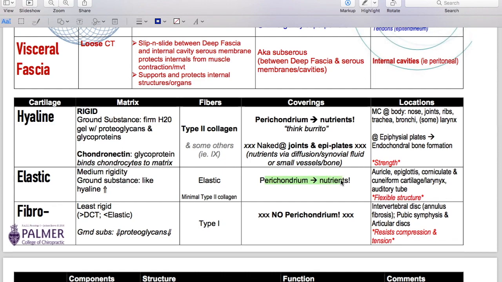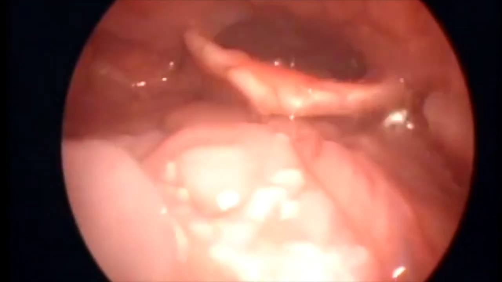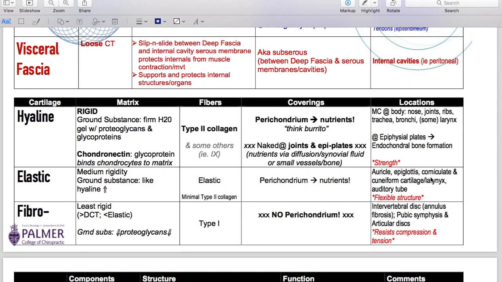Pretty straightforward. It will have a perichondrium to provide it with nutrients, because the perichondrium has the blood vessels, which feeds nutrients to the cartilage itself. Cartilage does not have its own blood supply. Where is it found? Well, anywhere where you've got a flexible structure. Flexible structure is the name of the game for elastic cartilage. It's found in your ear, your auricle, and your epiglottis, and the corniculate and cuneiform cartilages of the larynx. Just remember CC larynx, and you'll probably get that right. And also the auditory tube, connecting your ear to your nose, basically.